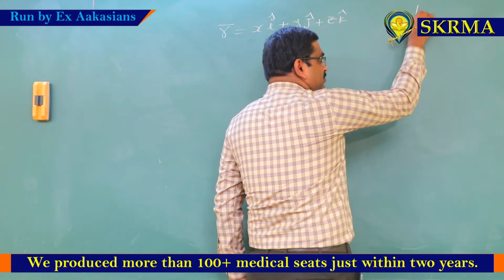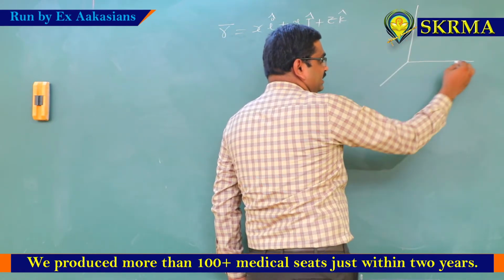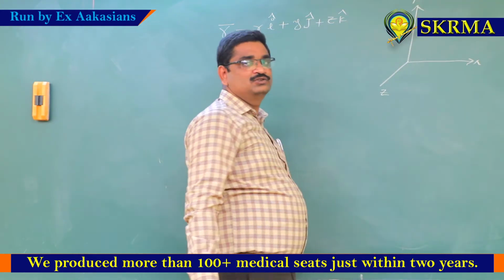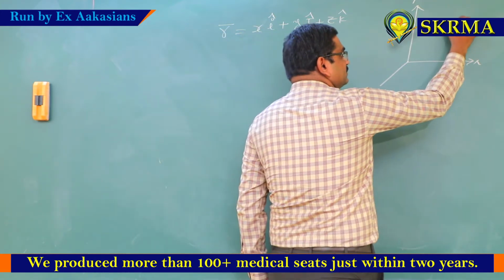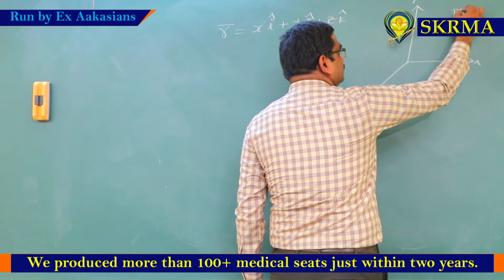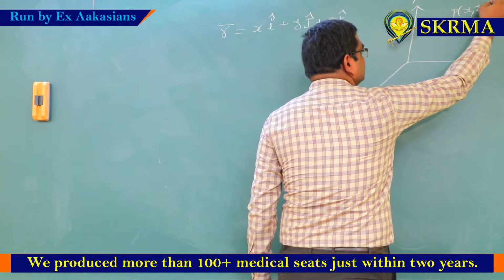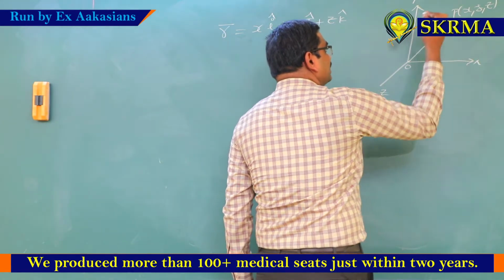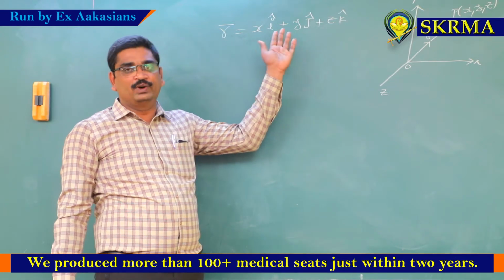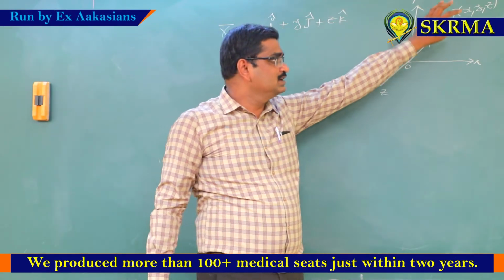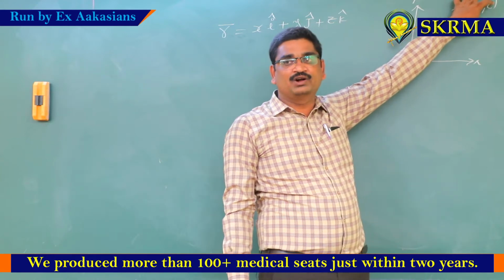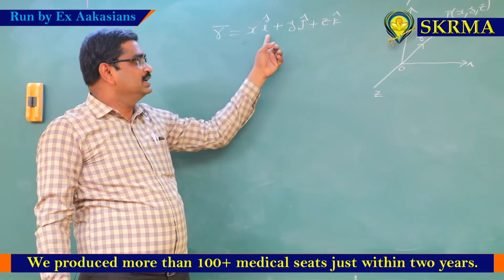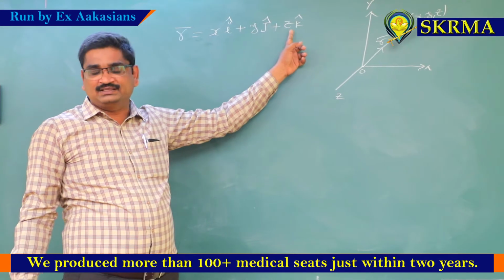Now a particle is located in space. Assume that this is the x axis, this is the positive y axis, this is the positive z axis. This is the point P represented with x, y, z. The position vector from the origin, r bar, is denoted by x i cap, y j cap and z k cap. This is the position vector, with the position represented by coordinates x, y, z. The position vector can be written as r equals x i cap plus y j cap plus z k cap.